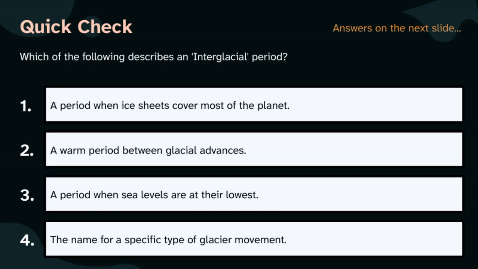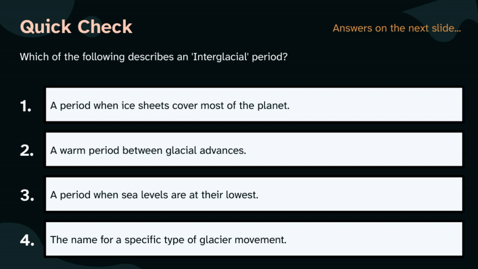Which of the following describes an interglacial period? 1. A period when ice sheets cover most of the planet. 2. A warm period between glacial advances. 3. A period when sea levels are at their lowest. 4. The name for a specific type of glacier movement.